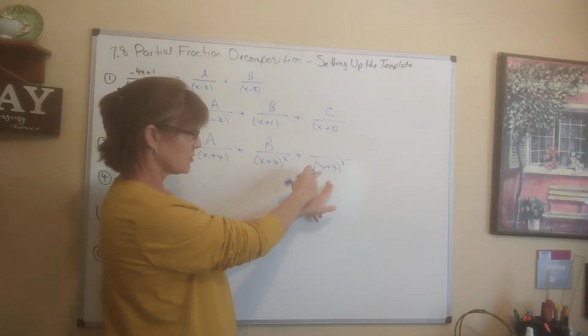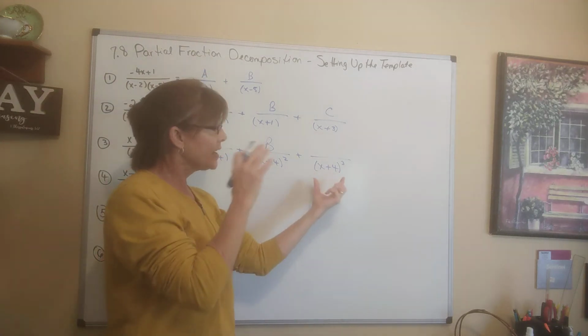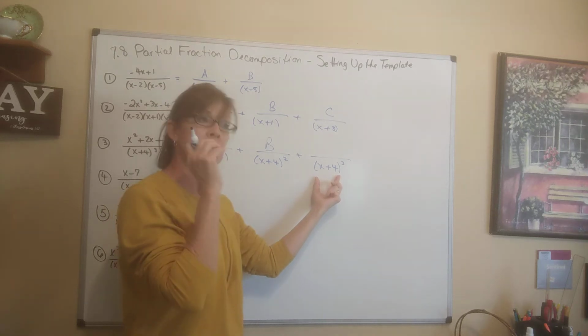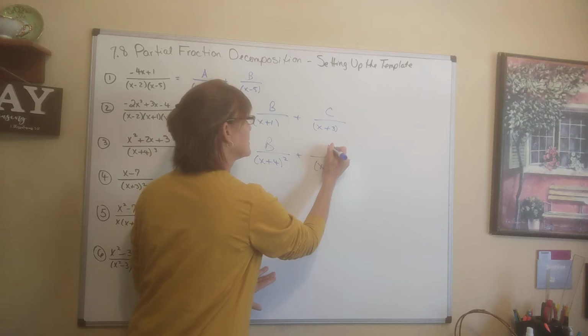This is truly cubic. 1 less than 3 is 2, but you base it on what's being repeated, which is x plus 4, which is linear. 1 less than 1 is just 0. We get another constant right here.